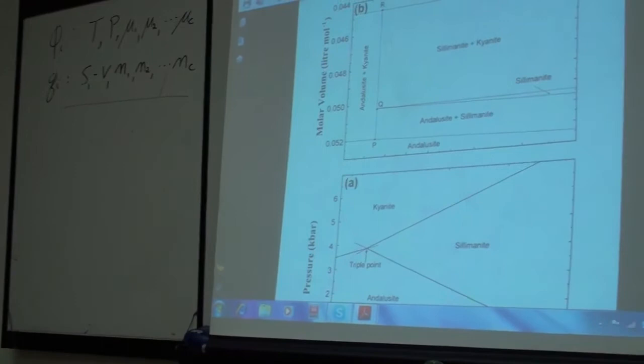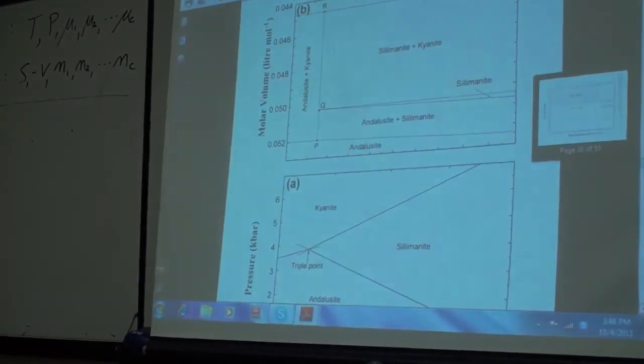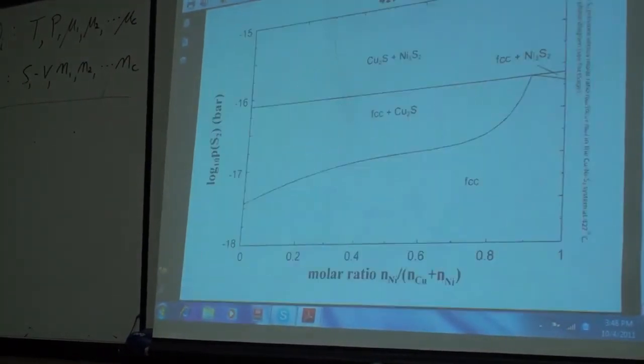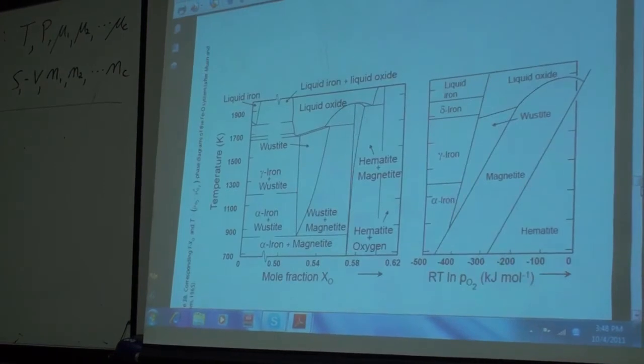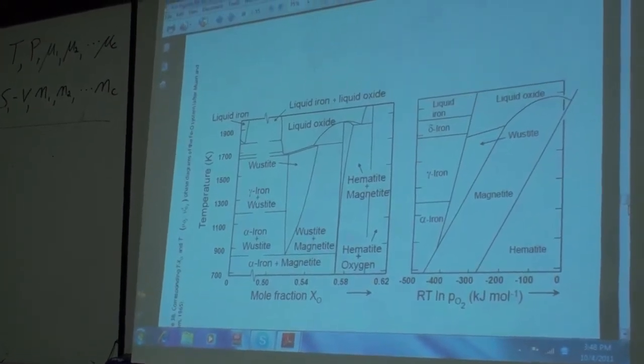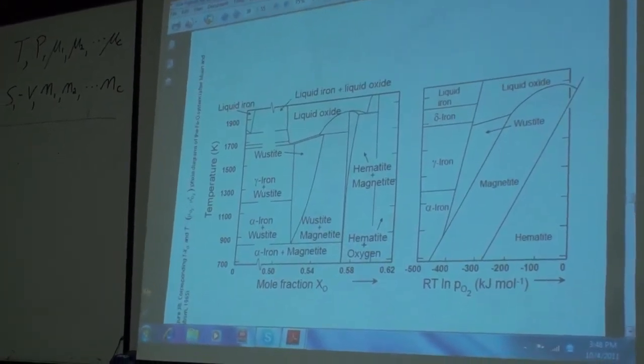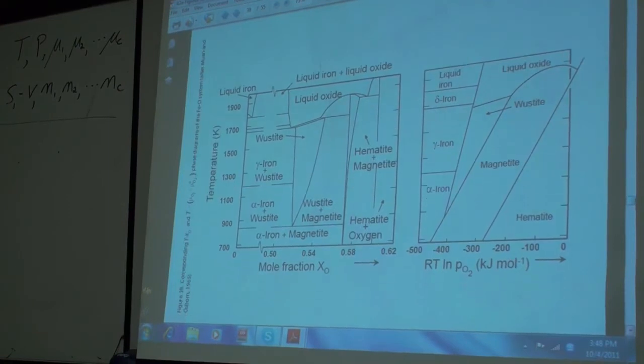Was in figure 38. Oh, I got it right on. Figure 38 is the iron-oxygen system. Okay, here you have your iron-oxygen system, and this is the temperature composition diagram.